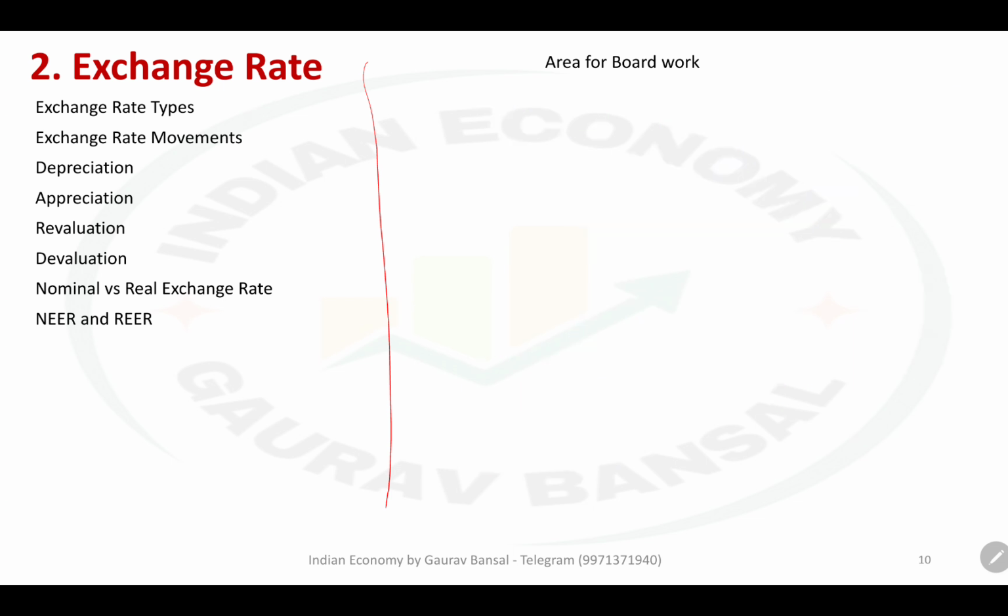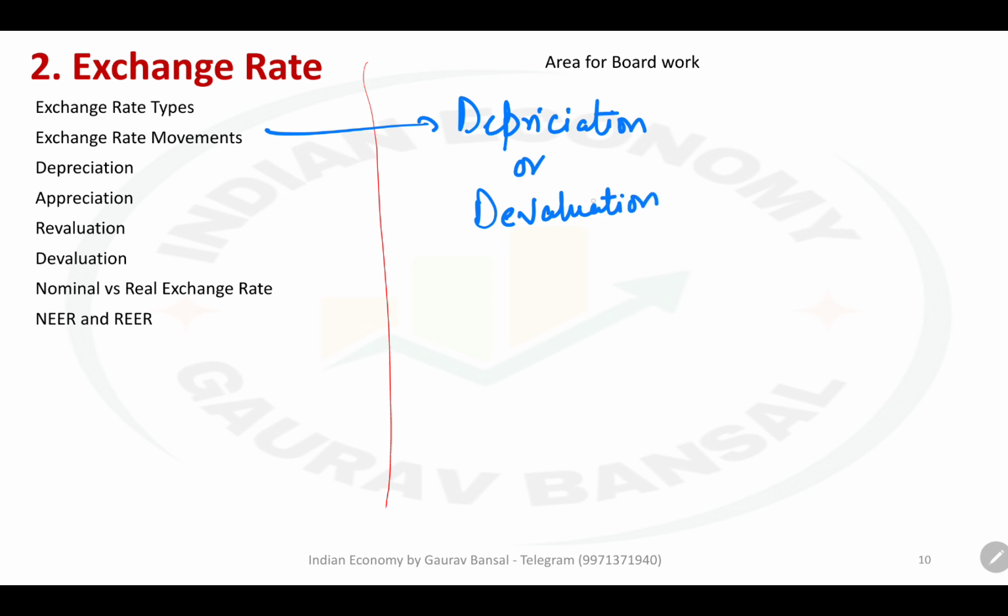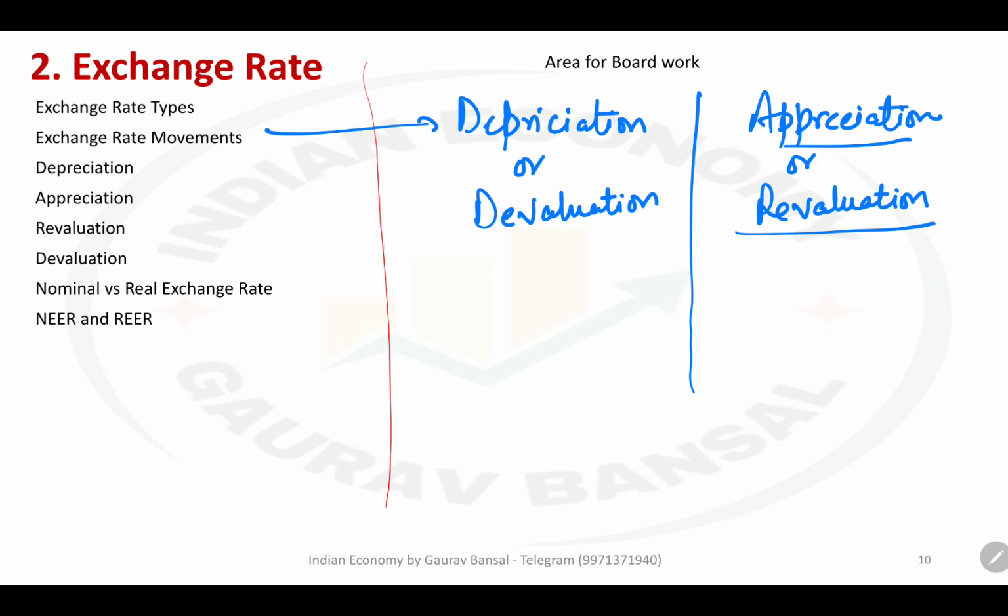Then we have exchange rate movements. The exchange rate movements are four: depreciation or devaluation, or appreciation, or revaluation. So this is what we have in the exchange rate movement. Devaluation and revaluation are exchange rate movements as per the government decision. Government decides to decrease the value of currency or increase the value of currency, that is known as devaluation or revaluation.